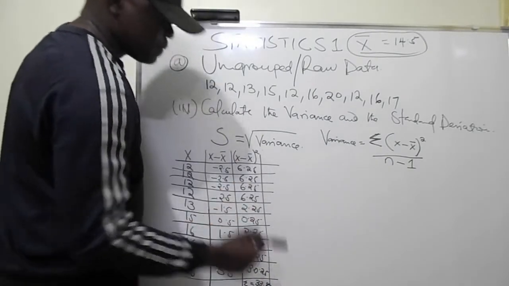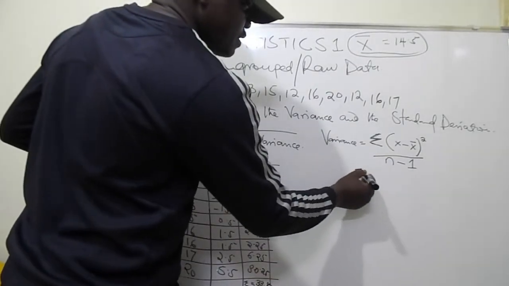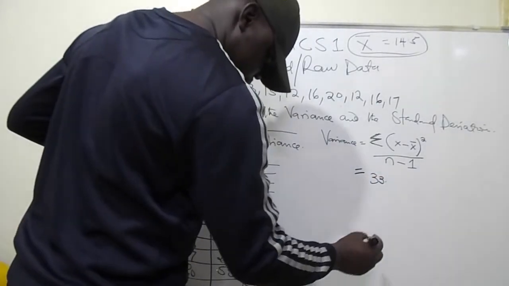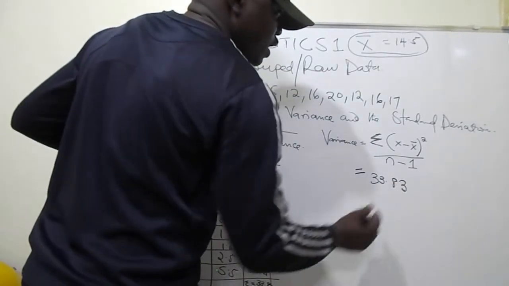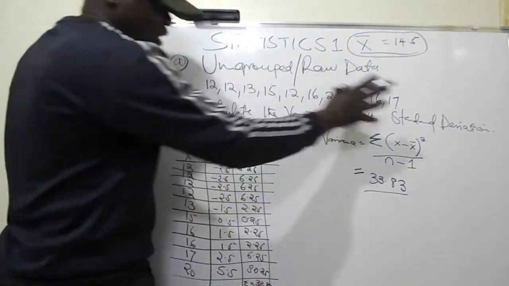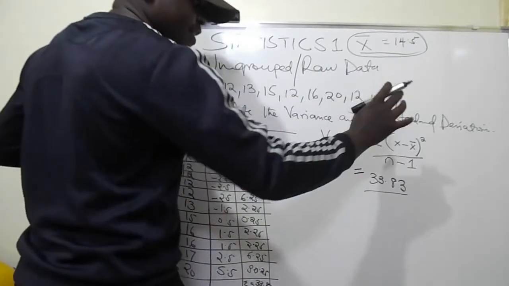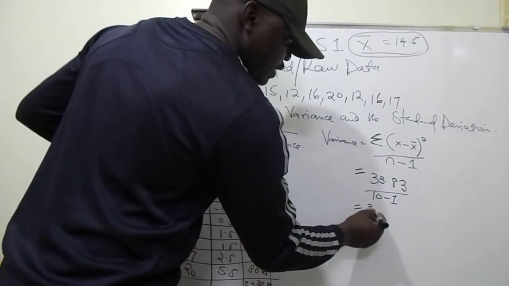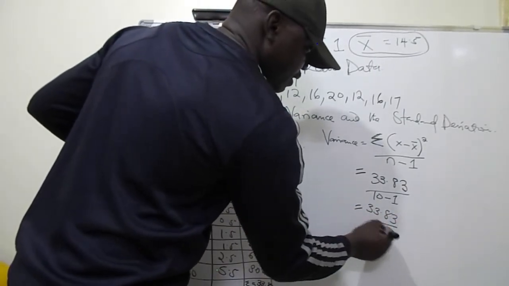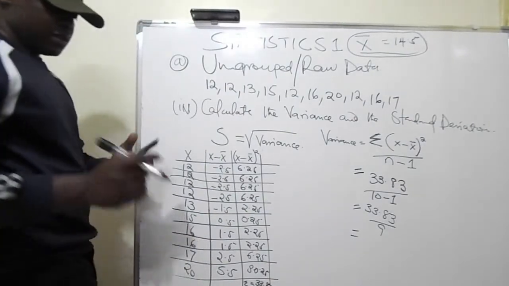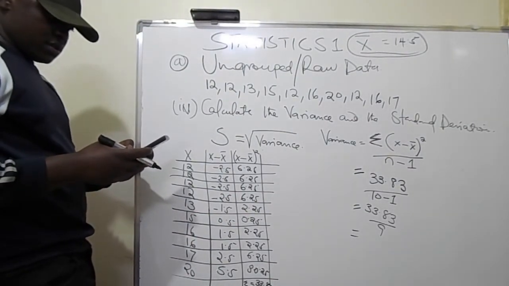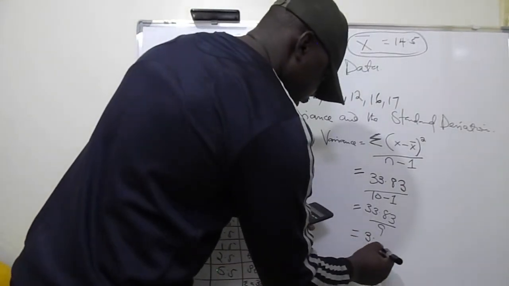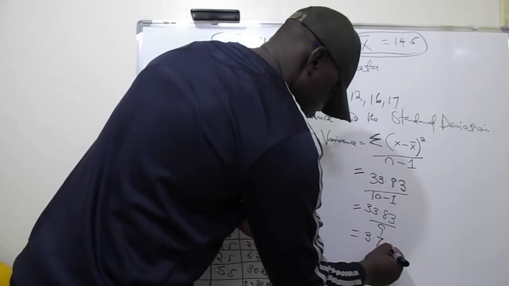So the summation of this, the variance is going to be 33.83. You divide by the total number, which was 10. We had 10 numbers in this data set. You subtract 1. 33.83 divided by 9. What is the answer? It is 3.76.